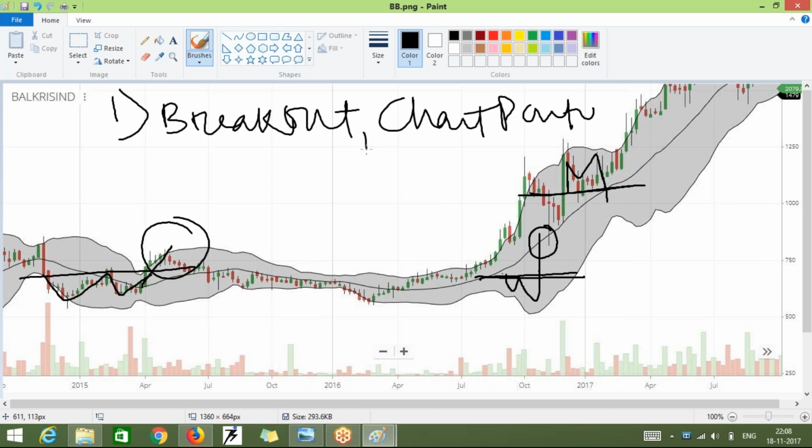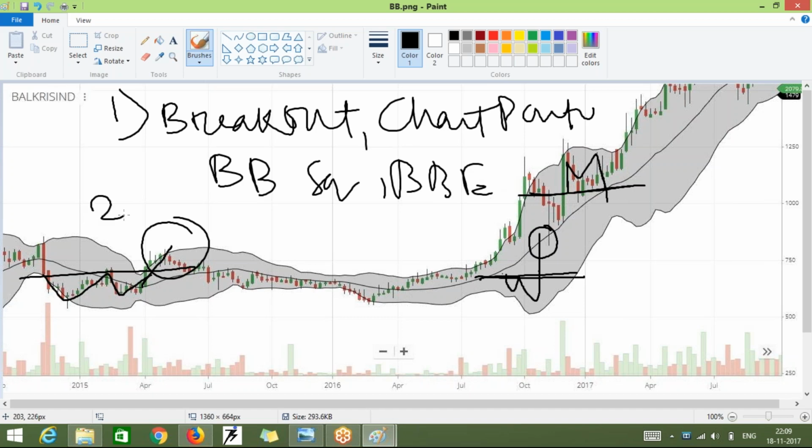If your chart pattern is also telling that a breakout is being seen, you can place your trade with the confirmation of Bollinger Band. That is, two things are used: BB squeeze and BB expansion.